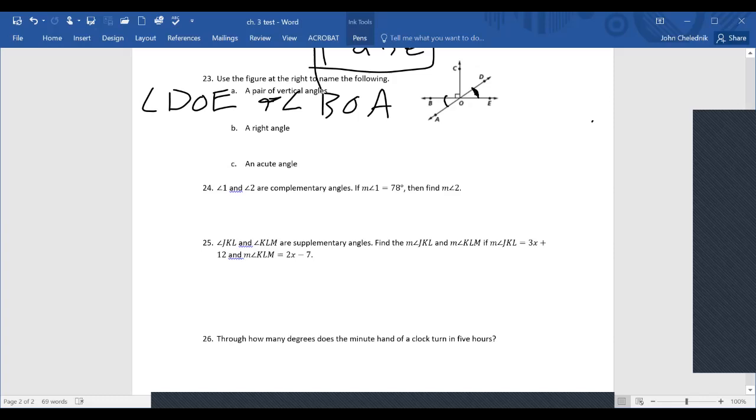This is a right angle. Well, look, there's a square right there, so that's a right angle. Angle COB. An acute angle. Ooh, this appears to be acute. We'll name that one angle DOE.